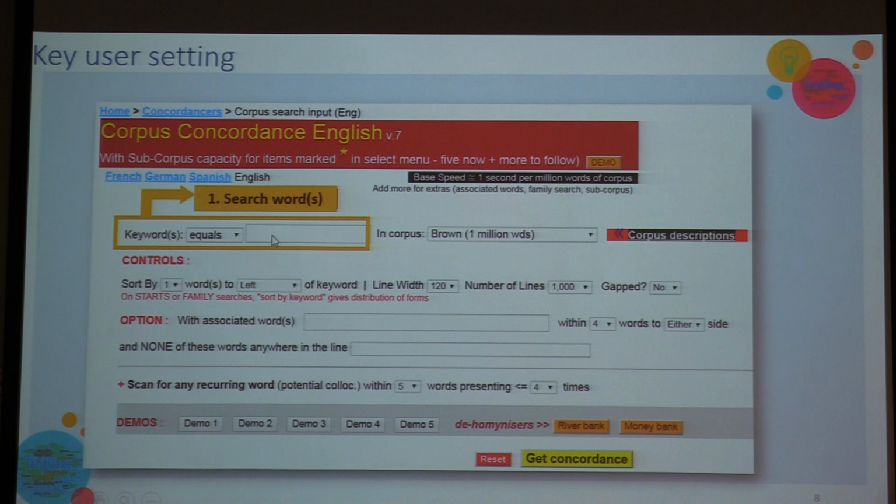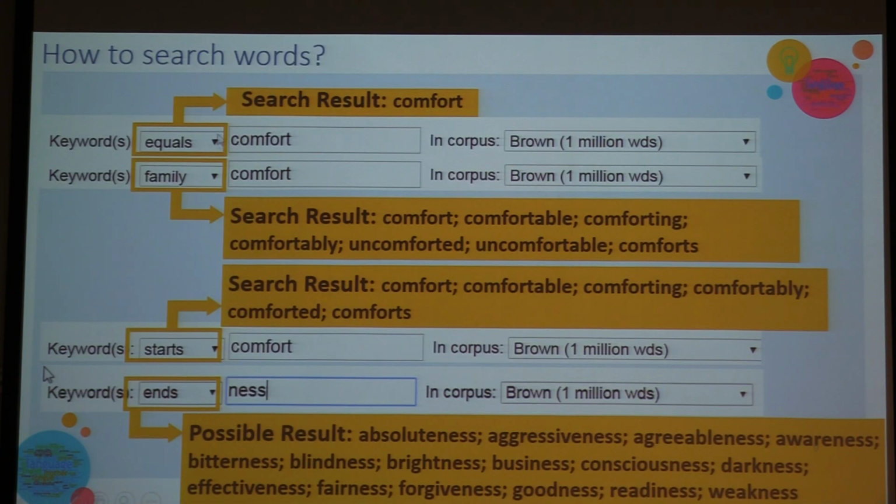Okay, you type a keyword here in this box, and then you can choose the search functions. There are 4 search functions. If you choose equals, for example, if you just type the word comfort, you only get the concordance lines or sentences which contain the keyword comfort. If you choose family, you can get text which contains comfort, comfortable, comforting, or comfortably.